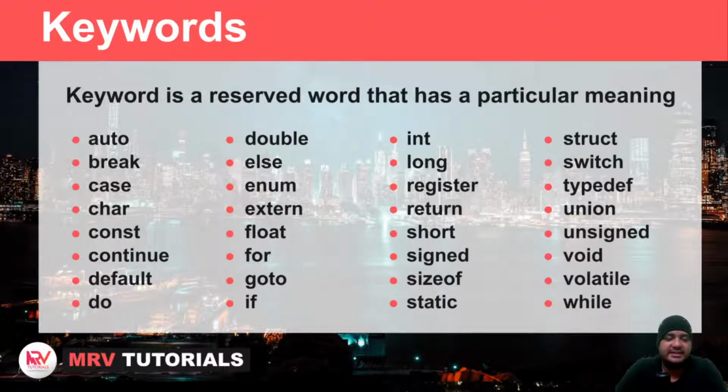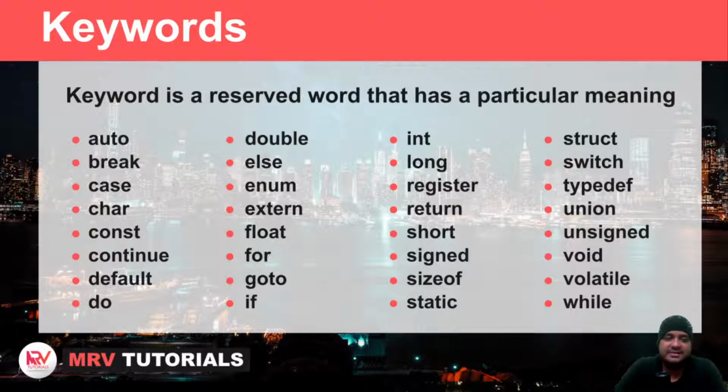Moving on to the next title, your keywords, right? Keywords are reserved words which have a particular meaning. The C program developer has assigned a specific meaning to certain words. If we see these particular words, each performs a particular operation. These are the keywords available inside your C, and the total keywords available are listed over here.